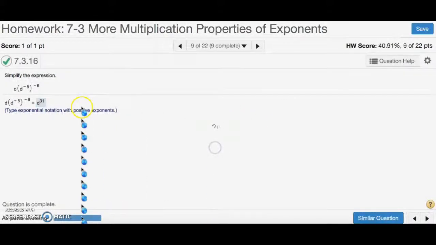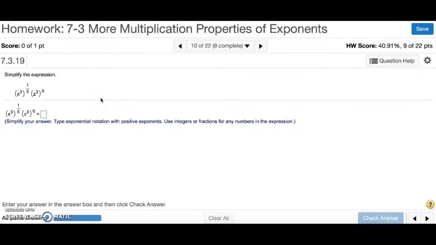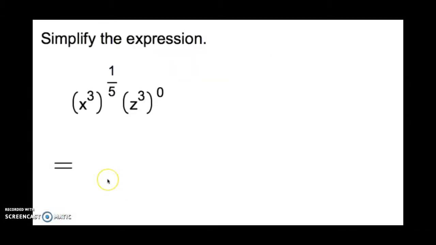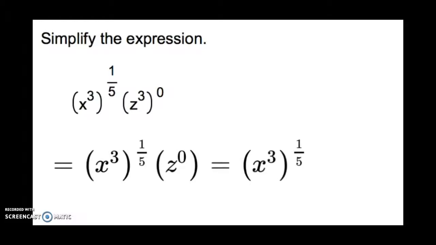That's number 9. Number 10, we have x to the third being raised to the 1/5 power. Then we have z to the third being raised to the 0 power. So let's take a closer look at that. So the first thing I notice is I have a 0 exponent. And when I multiply exponents, 3 times 0 would just be 0. So I have z to the 0 power. Anything to the 0 power is 1, so that's going to go away, and I'll just be left with x to the third to the 1/5 power.